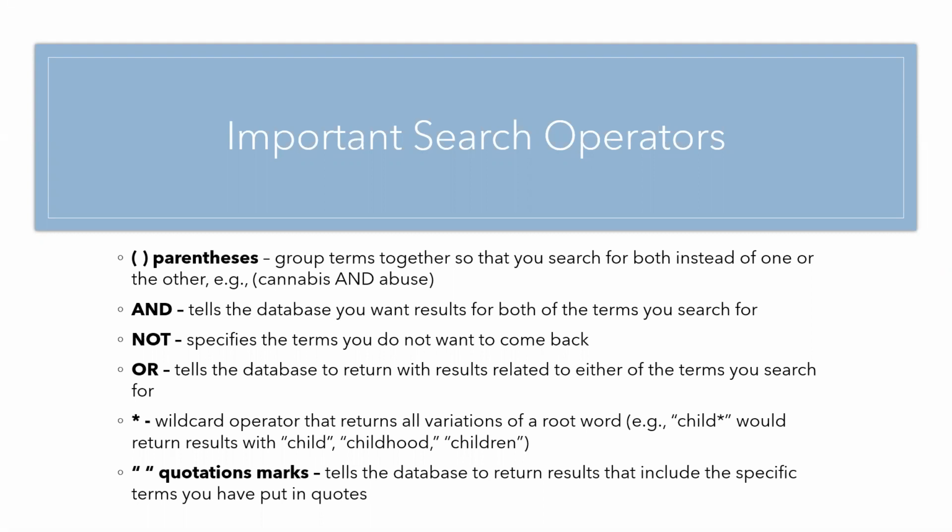The asterisk is a wildcard operator that returns all variations of a root word. So another example here, child with an asterisk would return results with child, childhood, and children. And then the quotation marks tell the database to return results that include the specific terms you've put in quotes and no other variations of them.